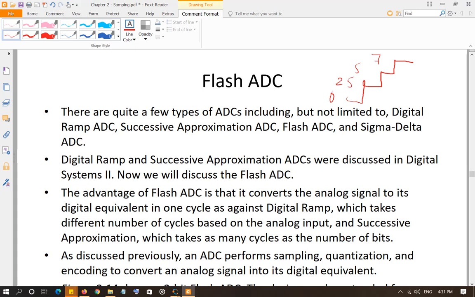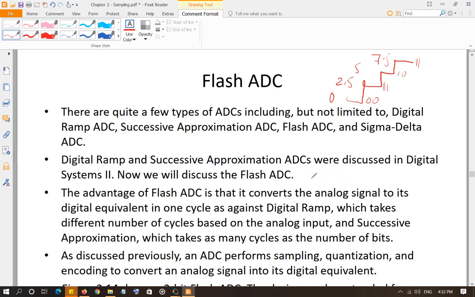And once you have assigned each and every sample to one of these quantized values, then you basically generate the digital code. For example, 0 volt, it's a 2-bit converter, will be 00; 2.5 will be 01; 5 will be 10; and 7.5 will be 11. So you assign each level a corresponding digital code. So that's the basis. That's how pretty much every ADC works.